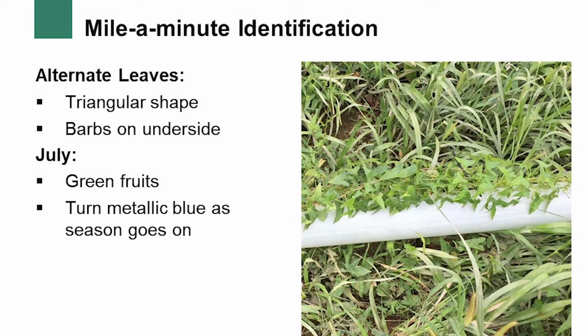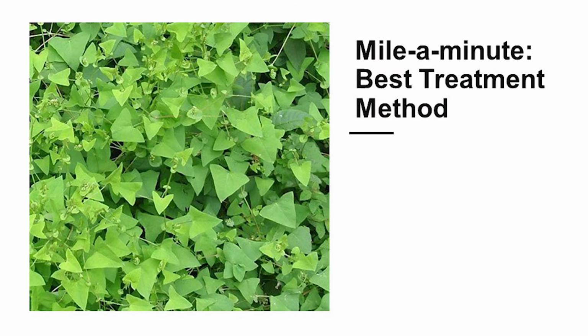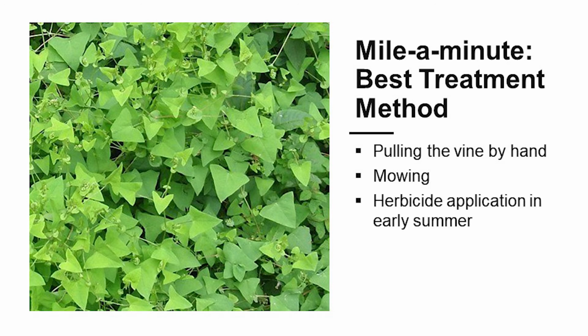Here we see mile-a-minute growing on a fallen tree tube. Controlling mile-a-minute vine can be done mechanically, pulling the vine by hand, or by mowing. Gloves are recommended because of the barbs. Herbicide application can also be done in early summer. Several herbicides have proven effective for controlling mile-a-minute. Because mile-a-minute spreads rapidly by seed, it is important that any control be done before the fruits ripen in mid-July.